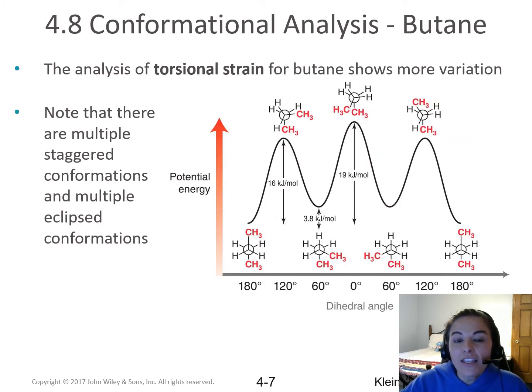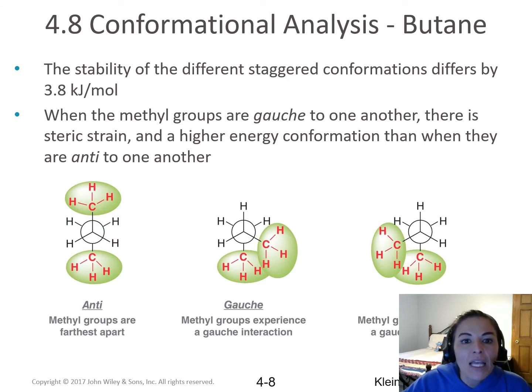Finally, let's look at the conformational analysis for butane. Here, we have a methyl group on the front carbon and on the back carbon. Because of this, we have multiple staggered conformations that are slightly different and multiple eclipsed conformations. Okay. The stability of the different staggered conformations actually differ a little bit now by about 3.8 kilojoules per mole.